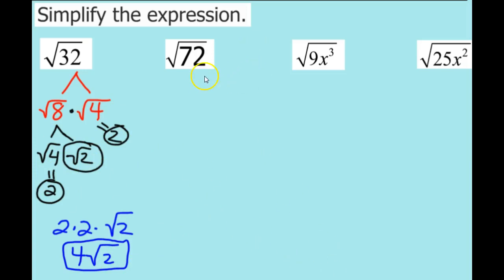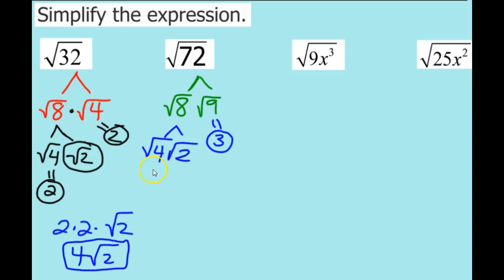Let's try another one: the square root of 72. What multiplies to get to 72? If you're not sure, use your calculator, try dividing by 2, dividing by 3, whatever you want. I know 8 times 9 is 72, so the square root of 8 and the square root of 9. The square root of 9 I know is really just 3, because 3 times 3 is 9. The square root of 8, there's nothing that multiplies by itself to get 8, but I know 4 times 2 is 8. And the square root of 4 is 2, because 2 times 2 is 4. The square root of 2, we don't know what that is.